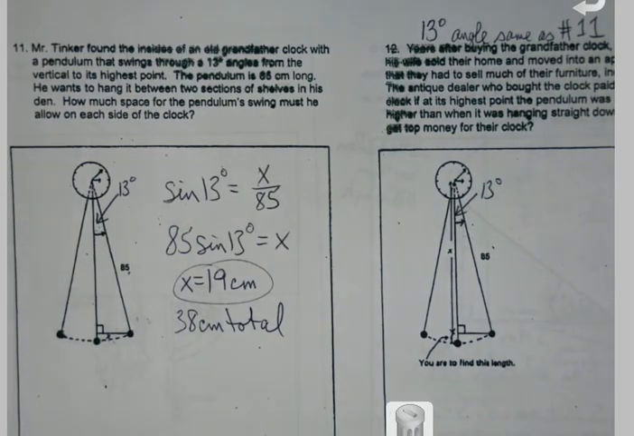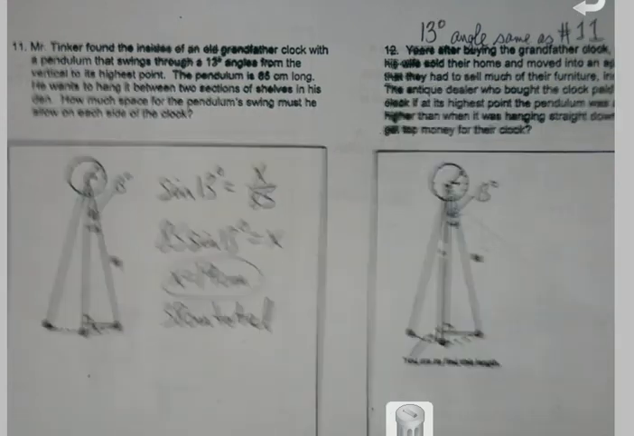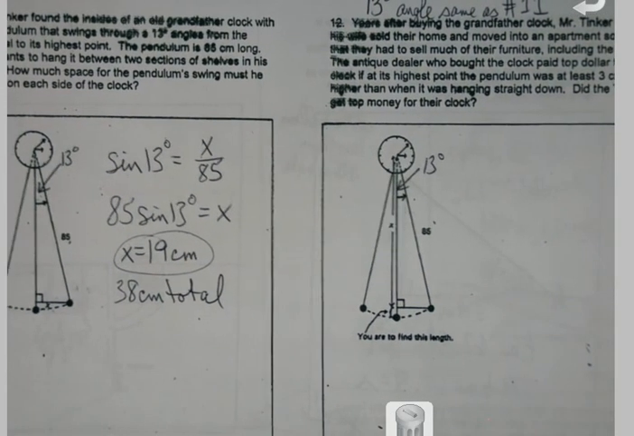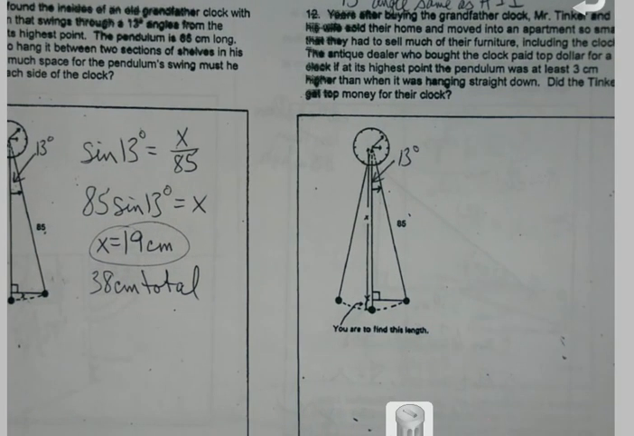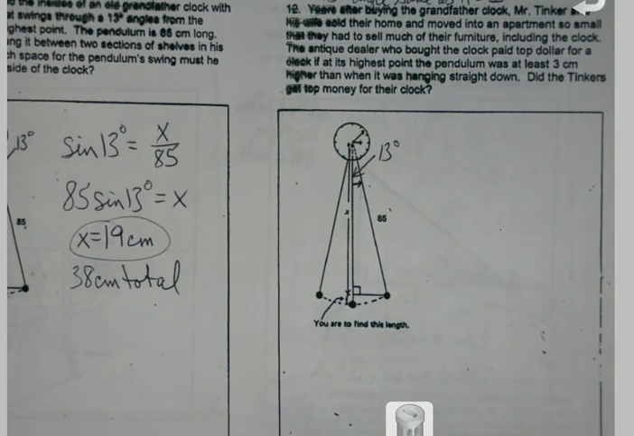That angle at the top is still going to be that same 13 degrees. And then it's going to make you think a little bit. It's not exactly the same in that if I start reading on 12, it says, years after buying the grandfather clock, Mr. Tinker and his wife sold their home and moved to an apartment so small they needed to sell most of their furniture, including the clock. The antique dealer who bought the clock paid top dollar for a clock if at its highest point the pendulum was at least 3 centimeters higher than when it was hanging straight down.